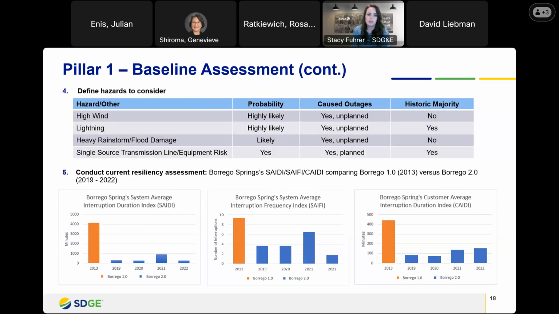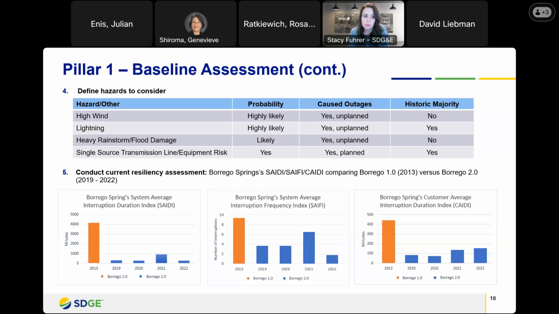It can cause unplanned outages, but historically it has not been the major reason that the Borrego Springs community has had electrical outages. Our second hazard would be lightning. It is also highly likely and can cause unplanned outages and has been the historical majority of the reasons why the community has lost power. Less frequent are heavy rains or flood damage, which have caused an unplanned outage in the past, but are not a majority of the historical outages.